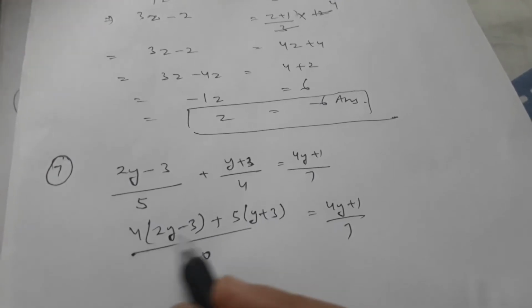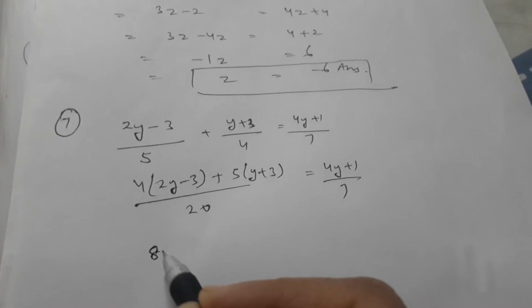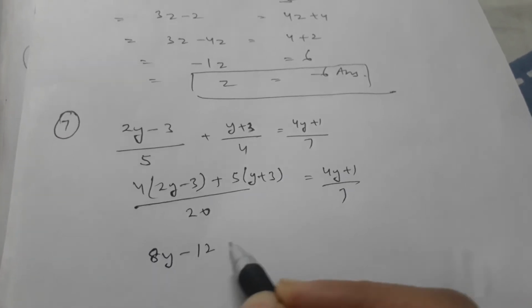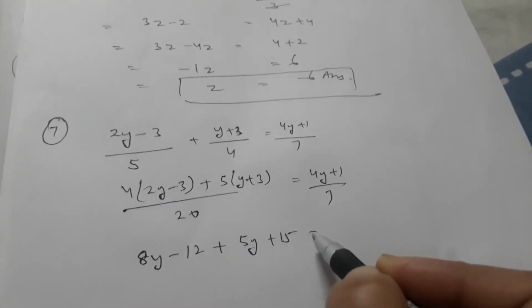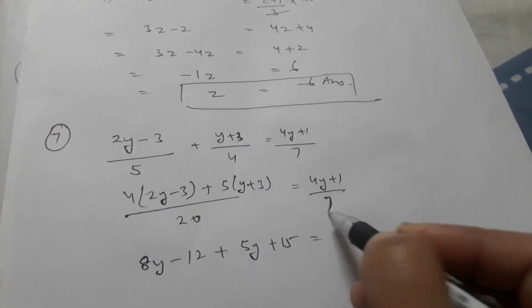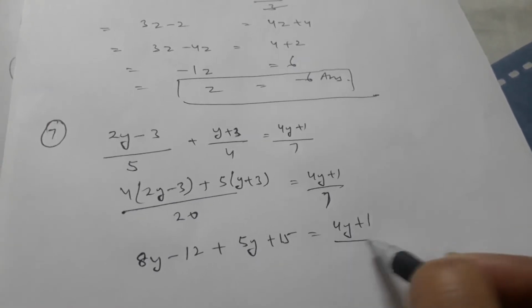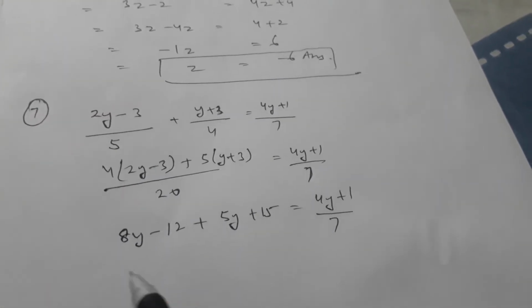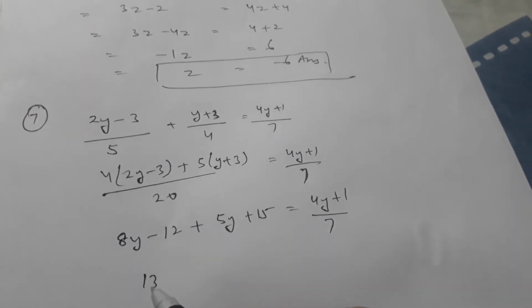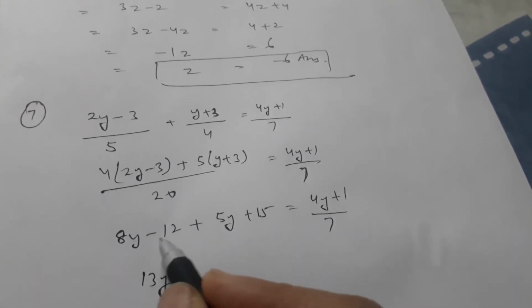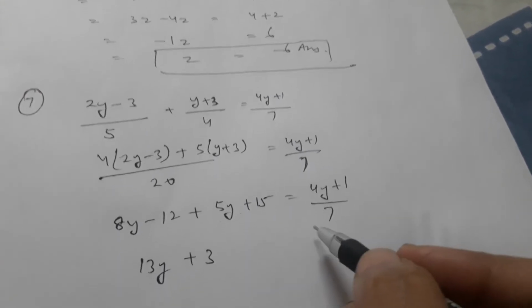Now it will get multiplied by this whole expression. 4 2s are 8y minus 4 3s are 12 plus 5y plus 5 3s are 15, equal to (4y plus 1) by 7. In our next step, we will solve it. 8 plus 5 will come out as 13y, and minus 12 plus 15 will come out as positive 3.